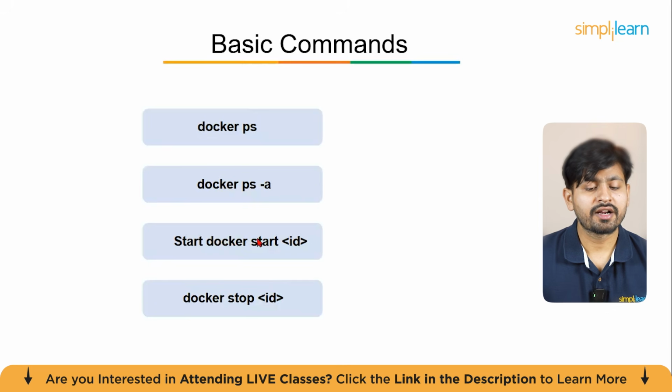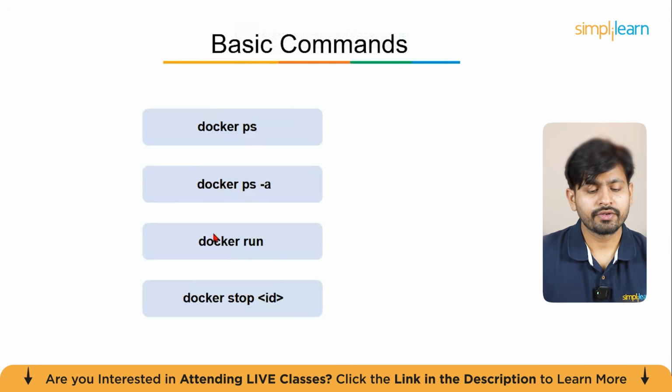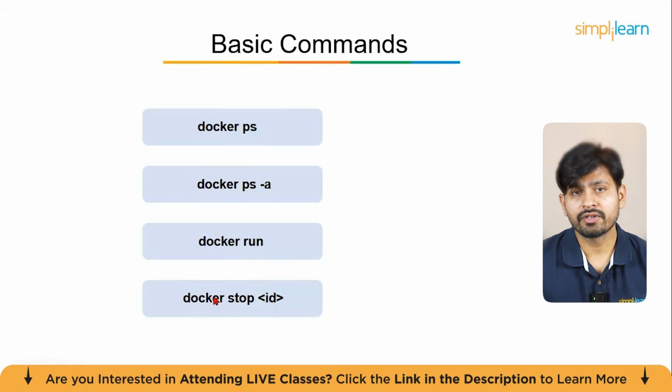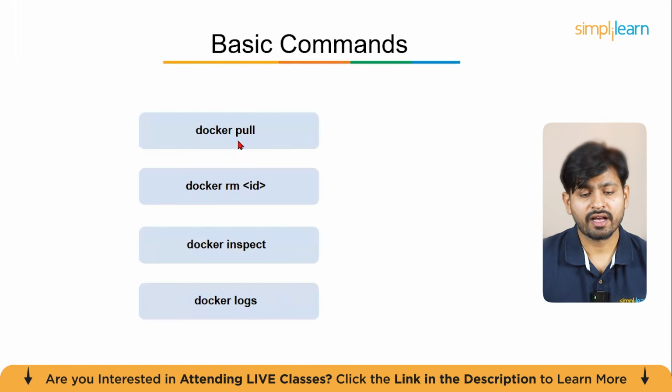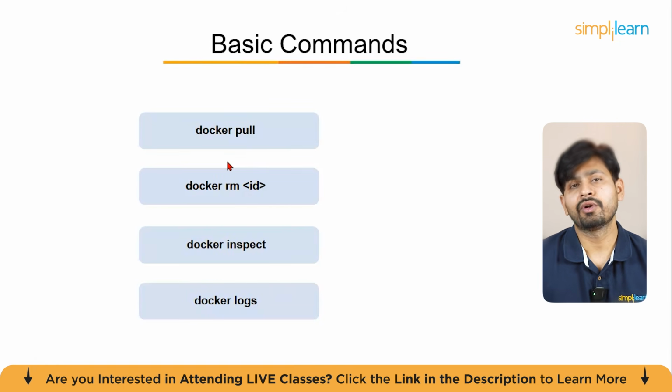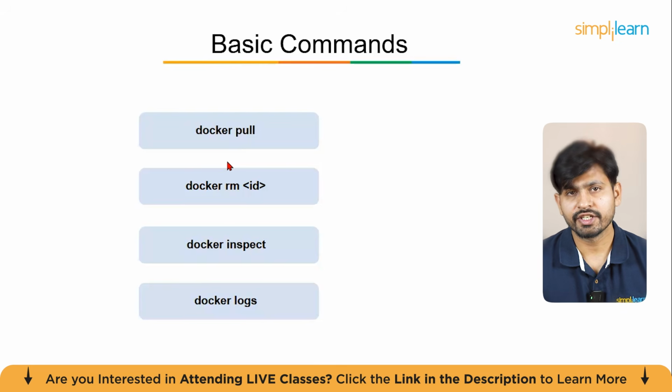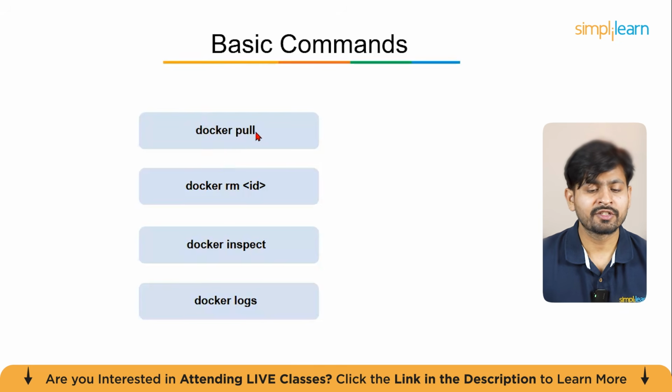Now you can also start a container with the start command, so docker start and the ID. And now guys, for running the container, you can use the docker run command. It is going to run your respective container. And if you want to stop the container, you can use docker stop and give the respective ID also. Now, there is another command. Let's say you are trying to pull an image, for example if I'm creating a Node.js project, I can pull the respective image. So docker pull is the respective command.